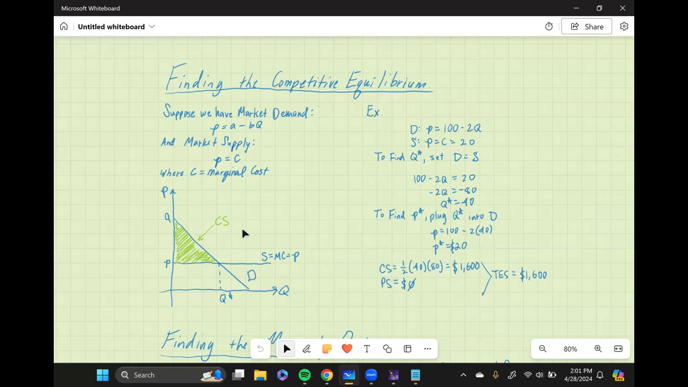So in order to figure out what the outcome of this market is, in this particular scenario, this is our demand curve, and then our supply again is just going to be defined by the marginal cost. So we have a demand, which is P equals 100 minus 2Q, and then we have supply, or just marginal cost, equal to $20. There should be a dollar sign right there because that is an amount of money.